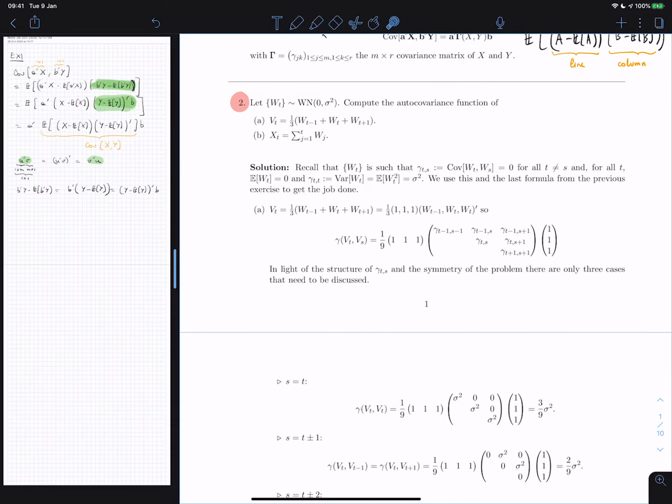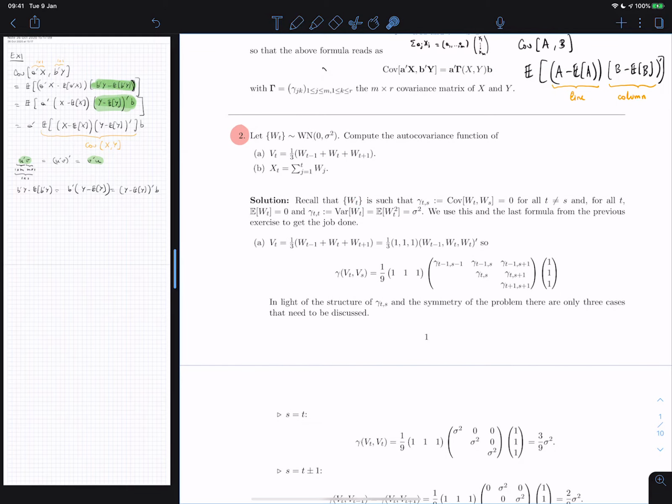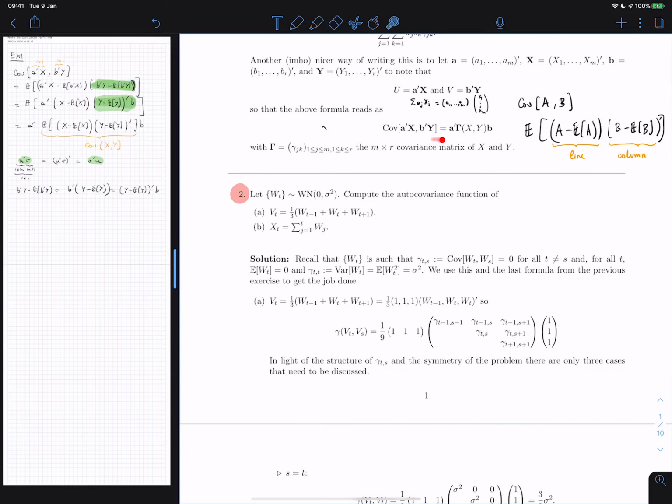Do I need to do it in detail? I don't know. So WT is white noise. It means that its mean is 0 and the covariance is 0 off diagonal. That's the definition of white noise. So if VT is this guy, I choose to use this formula here in order to compute my covariance. So VT can be written like this. That's okay, I suppose, for everybody.